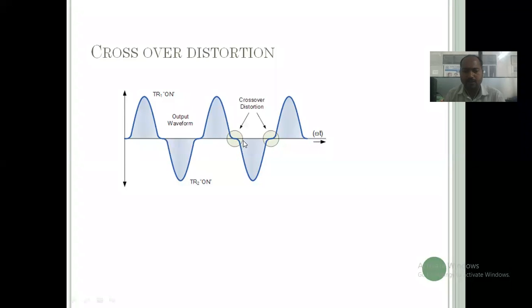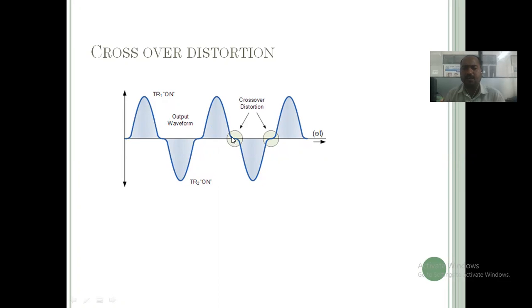So what happened? See, this is the diagram. This diagram indicates the crossover, a high to low transition or a low to high transition. During that period, no transistor works. So that's why this distortion is coming, meaning this part does not appear in the output. That is the biggest disadvantage of the class B type of configuration. This type of distortion is called crossover distortion.